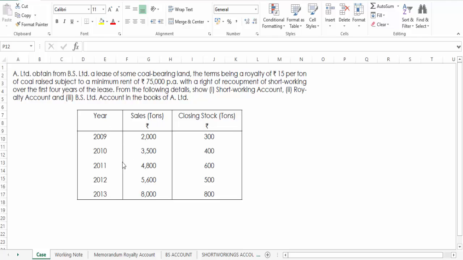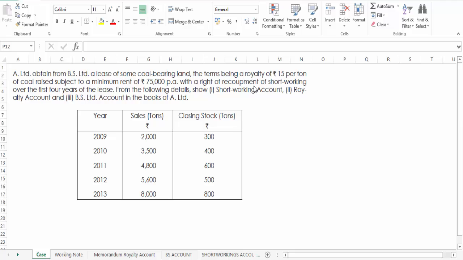So we have year details, sales in tons and closing stock in tons. What we have to do here is prepare these accounts, namely the short working account, royalty account and the landlord account, that is BS Limited account. The royalty payable to BS Limited is linked with the production. It is 15 per ton of production, or a minimum rent of 75,000, whichever is higher. That clause will get applied.